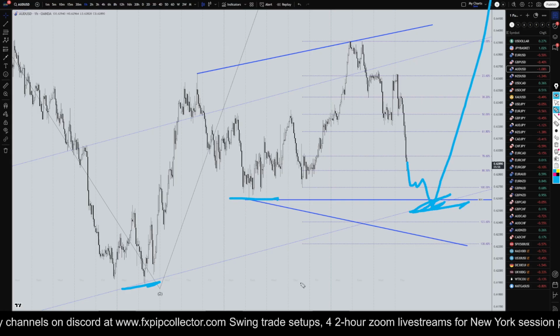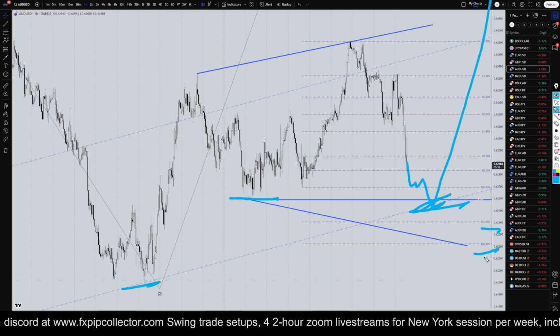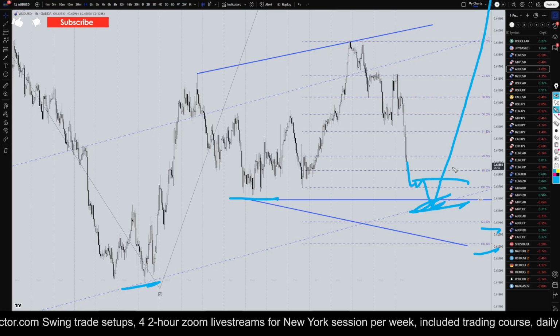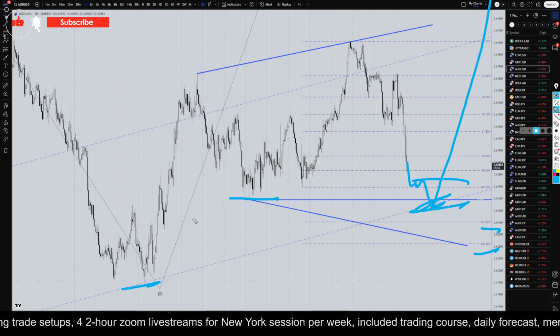If it goes down to the structure or down to one of these two lower fib levels, makes that double bottom, breaks structure and has an engulfing move up, then I would definitely take it as a long opportunity.